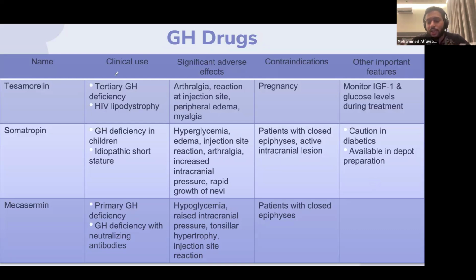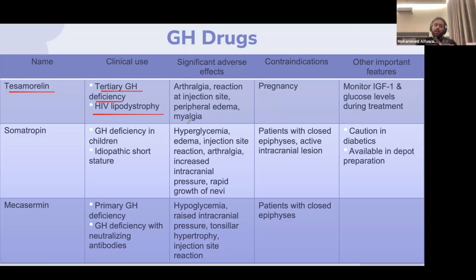Now, to replace growth hormone, you have certain drugs that you can give. Firstly, it depends on the type of growth hormone deficiency that you have. Either you have primary, secondary, or tertiary growth hormone deficiency. For tertiary growth hormone deficiency, you can give tesamorelin. The most important thing about this is HIV lipodystrophy. For these patients, they have HIV. You give them tesamorelin. What will happen to these patients is they have necrosis of the fat that's in their body. This is what lipodystrophy is.